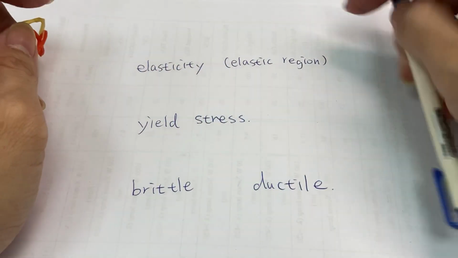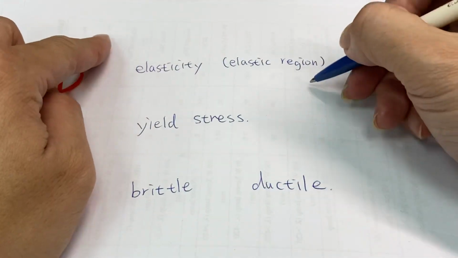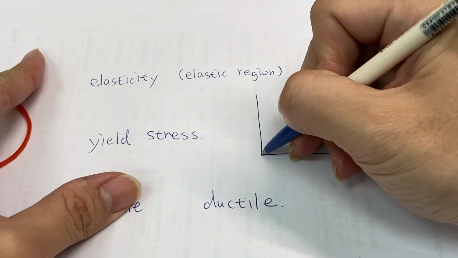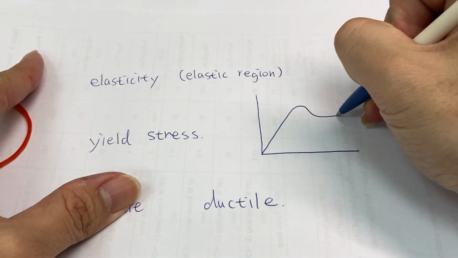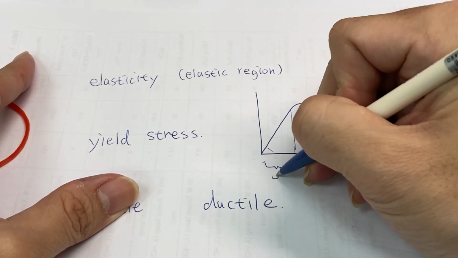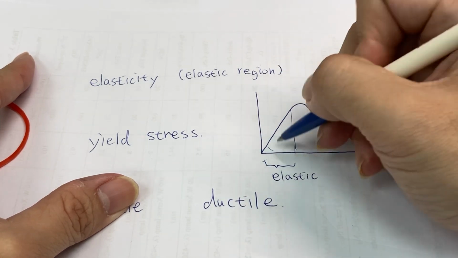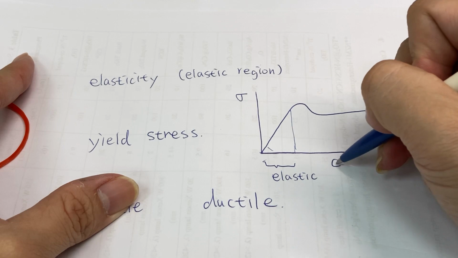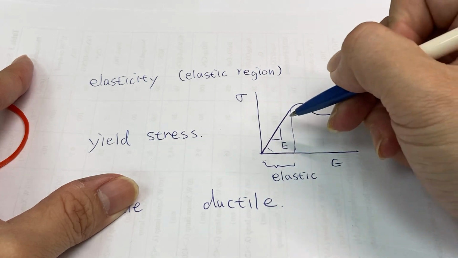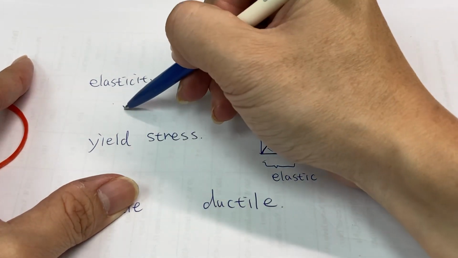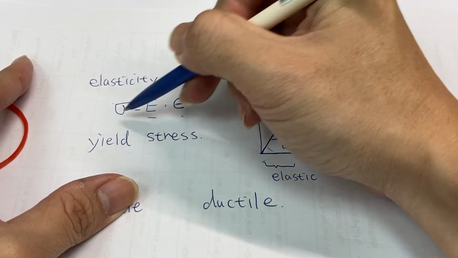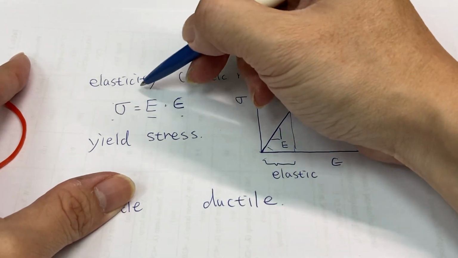So when it comes to the stress-strain curve, it will look like this. When you do the tensile test, this is the first part, and here we call this the elastic region. In the elastic region, the stress and strain have a linear relationship, and the slope we call the modulus. It's a very important relation: the stress equals the modulus times the normal strain.